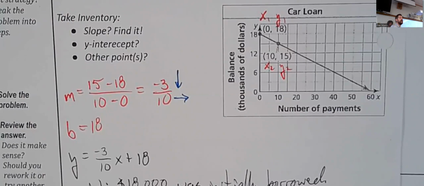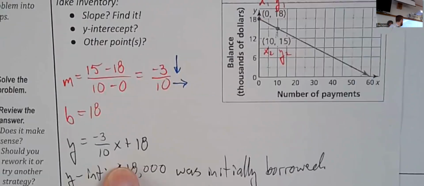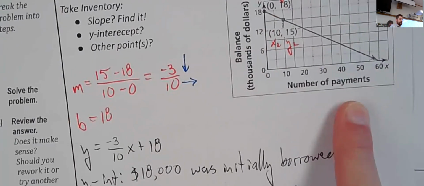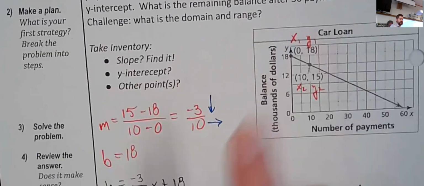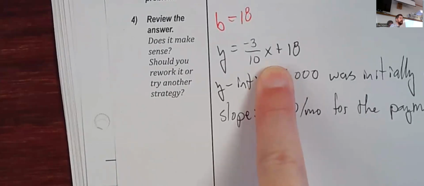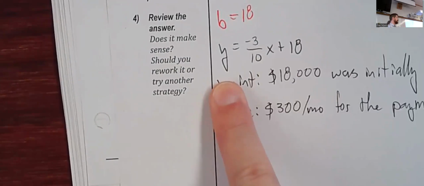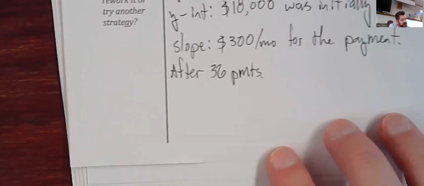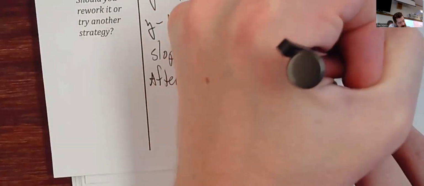Yeah, use your equation. Number of payments down here, that has to do with the x-axis, right? So if number of payments is 36, that means in our equation, x is 36. So take 36, plug it in for x, and then solve for y. That'll give you the remaining balance after 36 payments. So after 36 PMTS, I'm just going to say PMTS for payments, we're going to say y equals -3/10 times 36 plus 18.